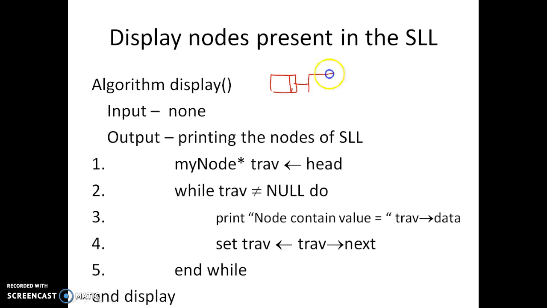Okay, so for that we will first of all assign the head node, or value of head node, to one pointer variable like trav. So now trav is pointing towards the very first node, as well as head is also pointing towards the same node. So this is the initial situation.